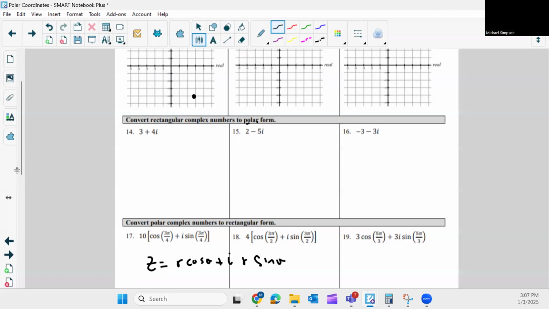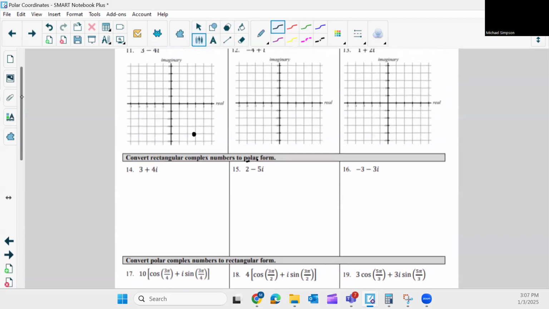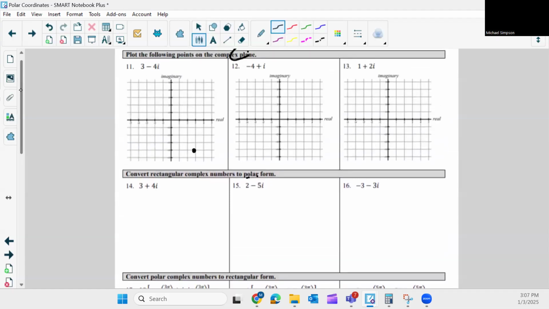Hey, look at number 16. Yeah, very interesting one. Let me plot this real quick, right? Let's plot number 16 here. So I'm doing number 16. So negative 3 and 1, 2, 3 down 3. So that's a point right there. All right. Okay, here we go.